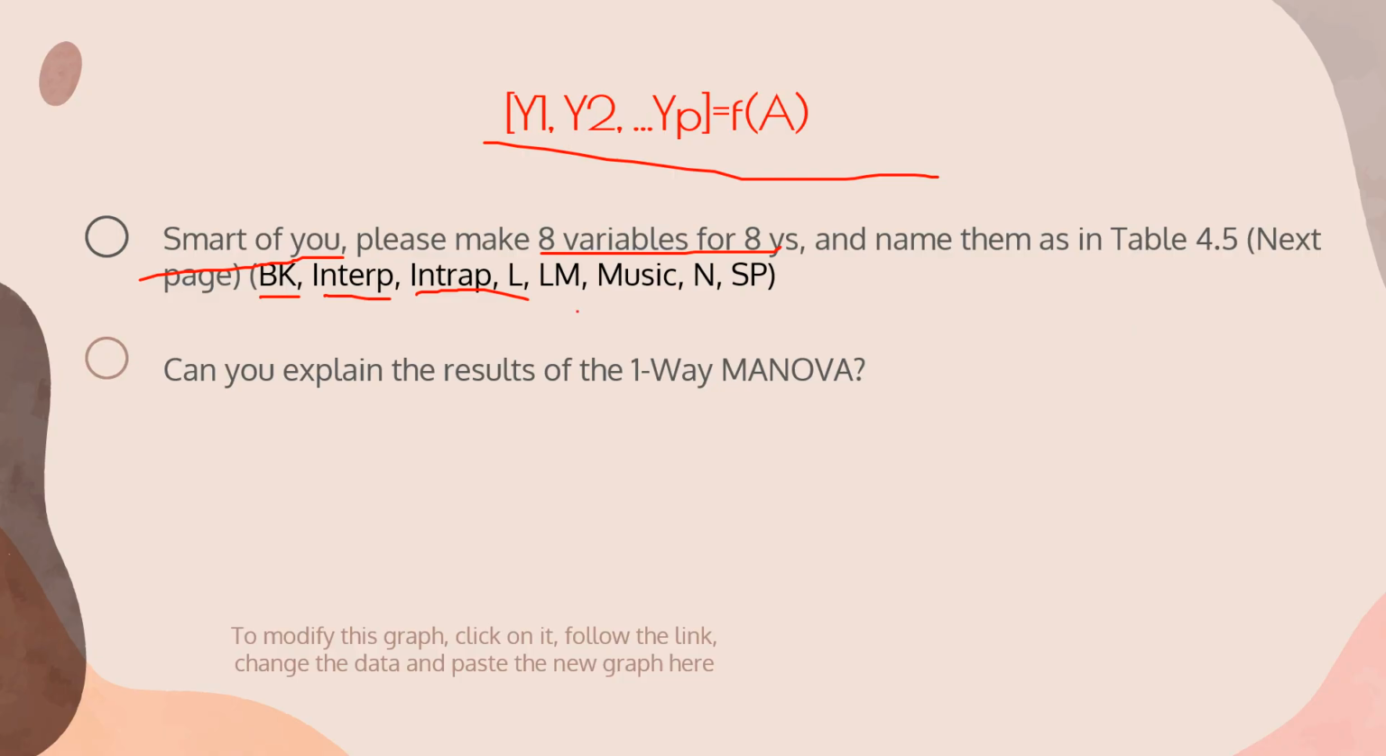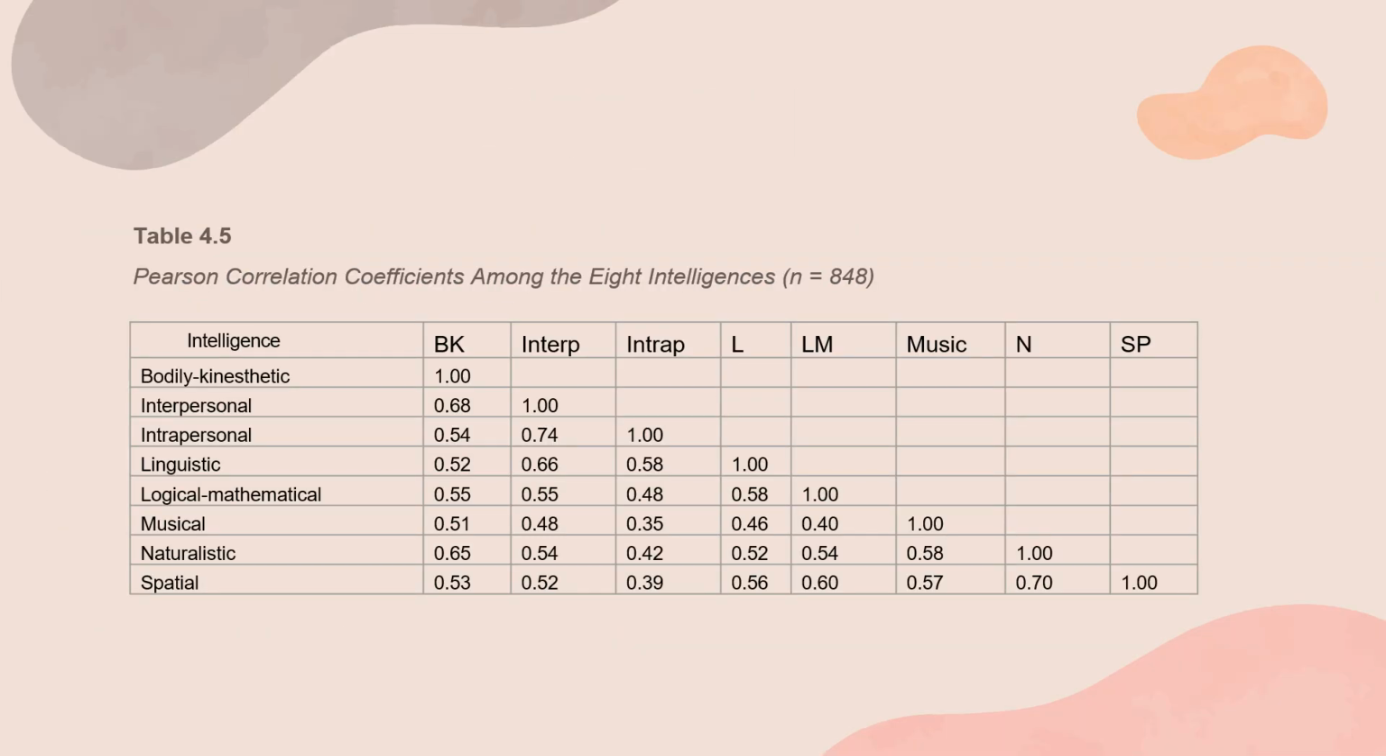So you guys already did this one, right? Logical mathematics, so you don't have to do this. You need to make 7 more variables. And the second question asks you to explain the results of the one-way MANOVA. Call it one-way MANOVA, not one-way ANOVA. And that's Table 4.5.